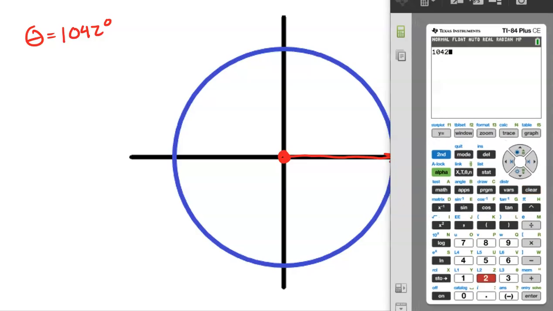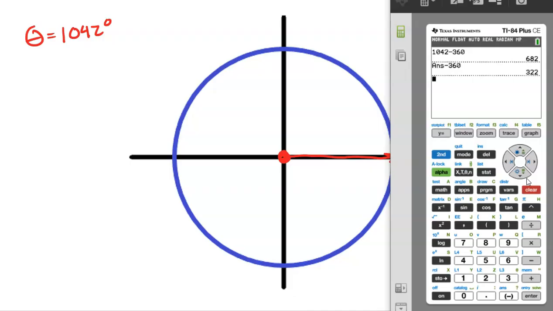If I type in 1,042 and I subtract a full circle in degrees, subtract another full circle, subtract another, well, actually I went too far there. Let me just stop there with subtracting two full circles. So every time I subtract a full circle, I'm at a coterminal angle, another angle that has that same terminal side. So 322 degrees would be coterminal with 1,042 degrees.